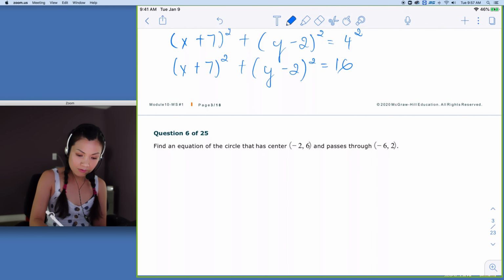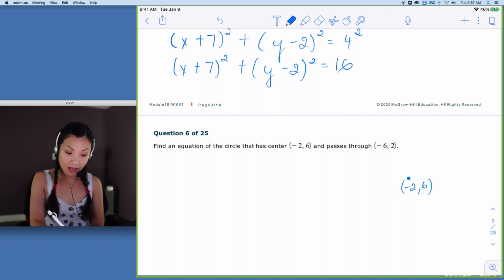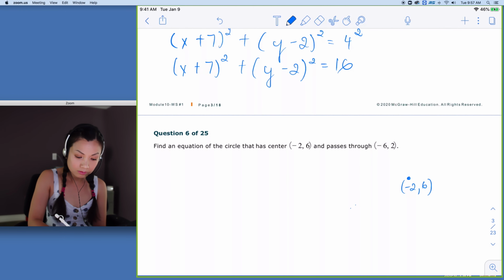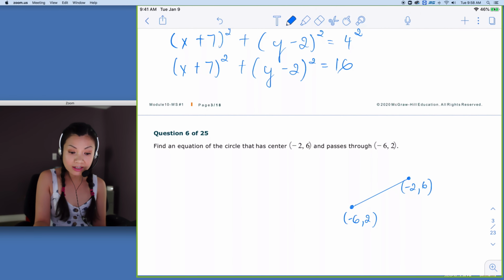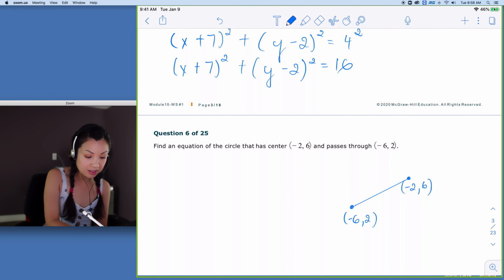So imagine if I have negative 2, 6 is right there. Negative 2, 6, and then I have negative 6, 2. So it's somewhere down here, right? Okay. So the goal is to find the distance from here to here. Okay, so how do I find that distance? I just go with the distance formula. So hopefully you still remember the distance formula.